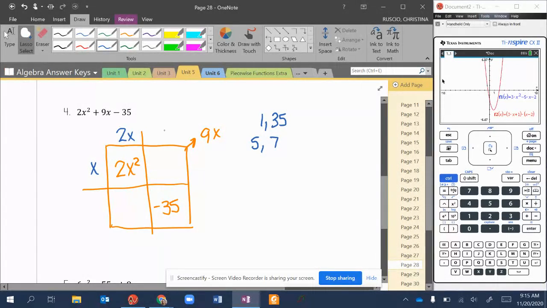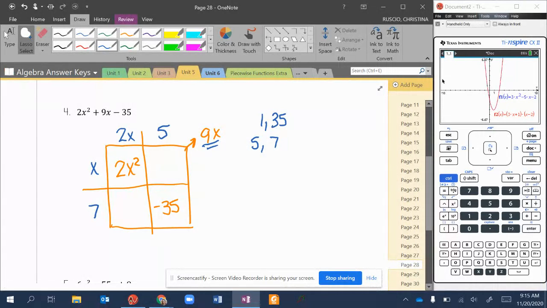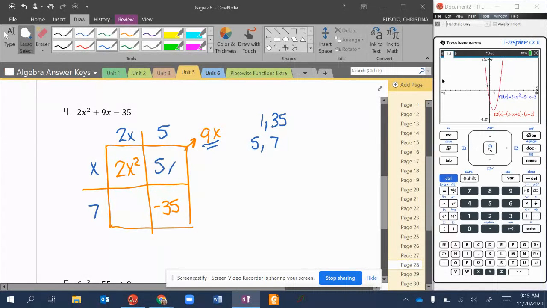So what if I put the 5 here and the 7 here? I don't really think the 1 and 35 is ever going to help me get to a 9x. I could be mistaken. So, I'm going to try the 5 and the 7 first. And then here I get 5x and 14x. Is there any way that 14 and 5 will become 9 if I add them? No, that gives me 19x.